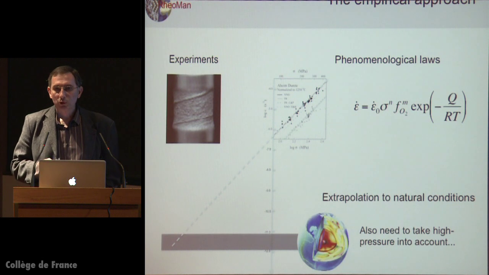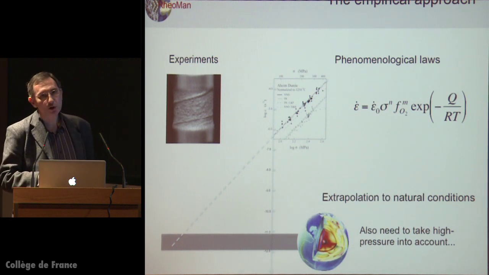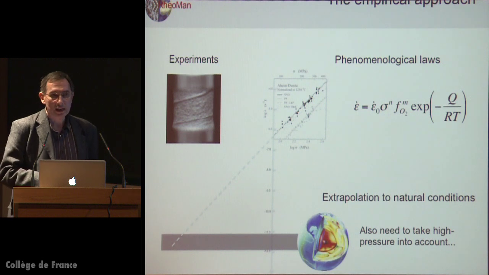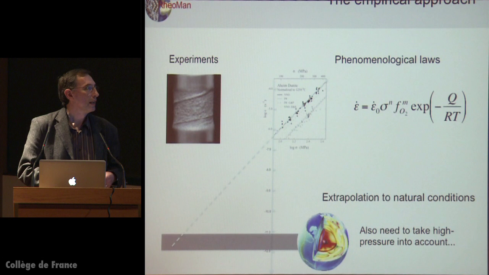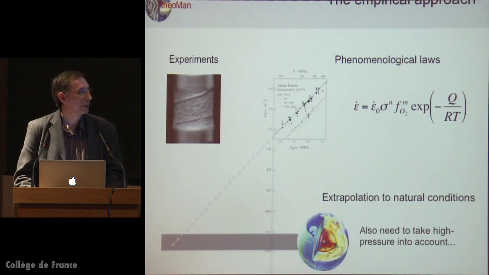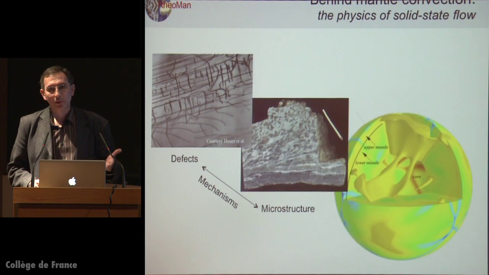But then, the problem remains the same. The problem remains that you need to extrapolate over a large number of orders of magnitude if you want to bring this data that you obtain in the lab to mantle conditions. And that's a problem since, once again, these are empirical relations, and since you don't have a strong physical ground to do this extrapolation.